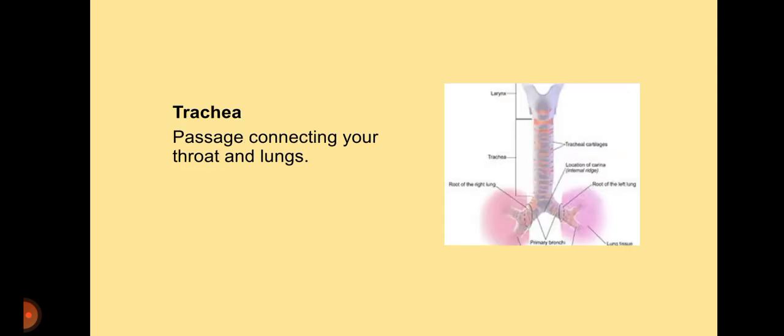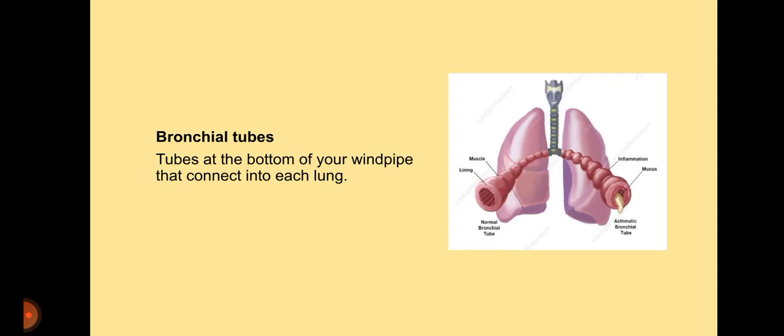Next is the trachea, the passage connecting your throat and lungs. The trachea serves as the main passageway through which air passes from the upper respiratory tract to the lungs. As air is pulled into the trachea during inhalation, it is warmed and moisturized before entering the lungs. And we also have the bronchial tubes, the tubes at the bottom of your windpipe that connect into each lung. When a person breathes, air comes in through the nose or mouth and then goes into the trachea or windpipe. From there, it passes through the bronchial tubes, which are in the lungs, and these tubes let air in and out of your lungs so you can breathe.